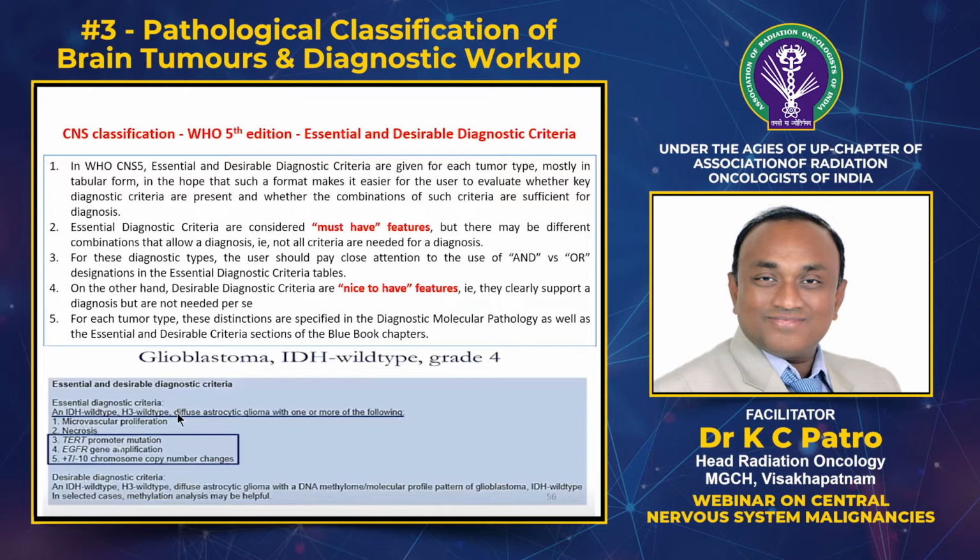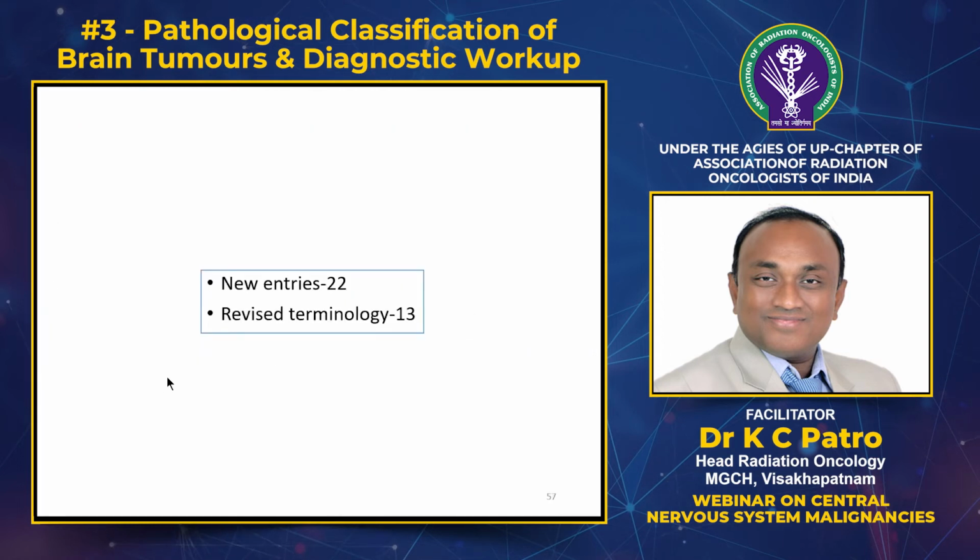So for any glioblastoma IDH wild type grade 4, these are the criteria, as I told: microvascular proliferation, necrosis, TERT promoter mutation, EGFR amplification, and chromosome 7 and 10 abnormality together. These are the most essential criteria for glioblastoma diagnosis. But desirable diagnostic criteria, like DNA methylation profiling, you can do if possible, but essential diagnostic criteria you should do. As I told, there are 22 new entries and 13 revised terminologies.